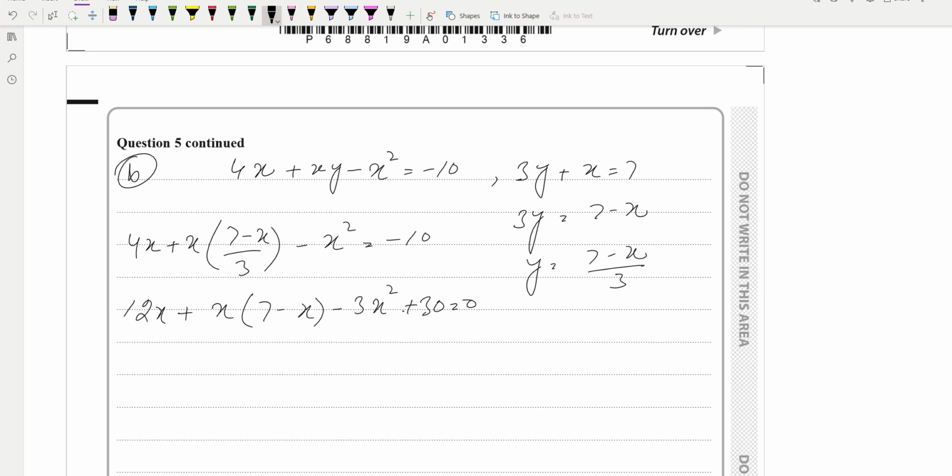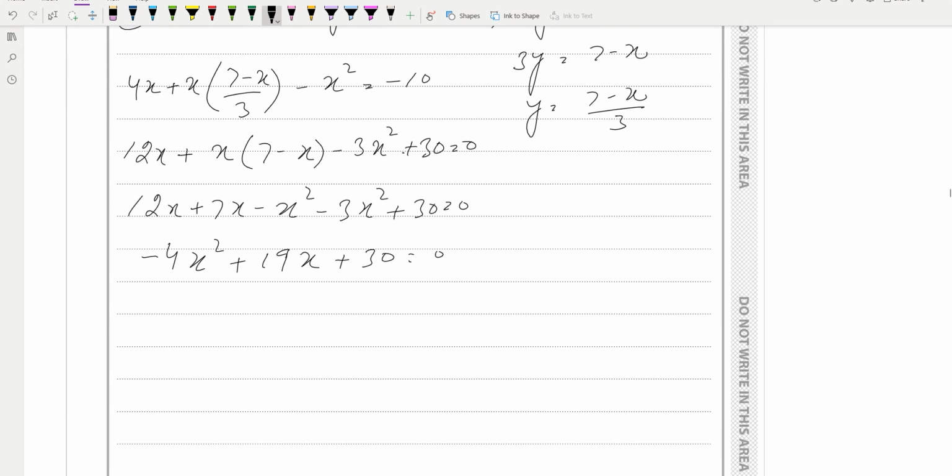Now we will open the brackets, so 12x plus 7x minus x squared minus 3x squared plus 30 is equal to 0. These like terms we can add, and these like terms we can add. So minus 4x squared plus 19x plus 30 is equal to 0, and this will be our equation, and we can change the sign of the whole equation: 4x squared minus 19x minus 30 is equal to 0.